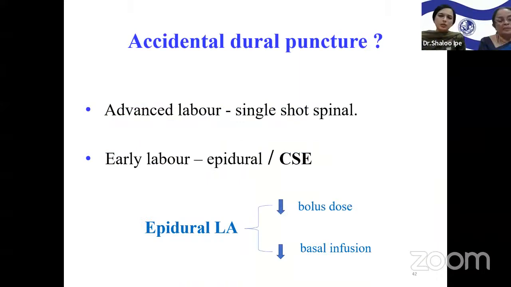If there is accidental dural puncture, and this happens in advanced labor, you can convert it into a single shot spinal. If it is in early labor, you can either convert it into a CSE or put an epidural at a different position. The thing to remember is you've made a large hole with your 16G needle. So your epidural local anesthetic bolus dose and basal infusion should be reduced because there is high chance of exaggerated response.